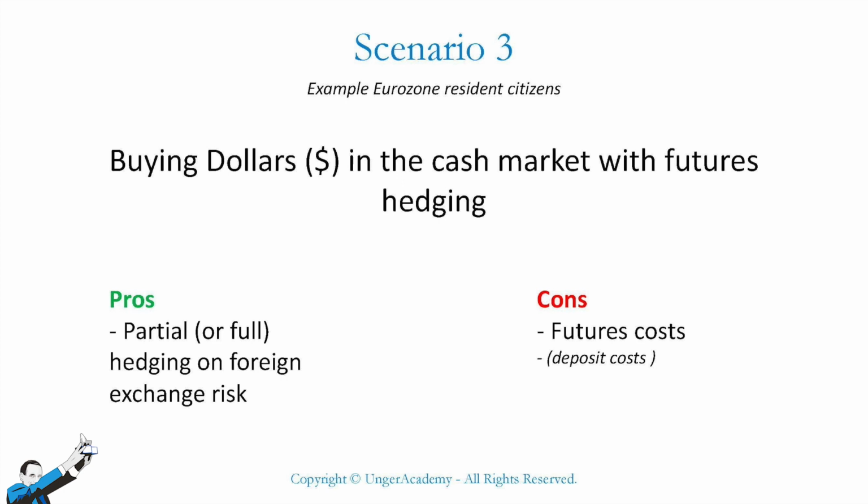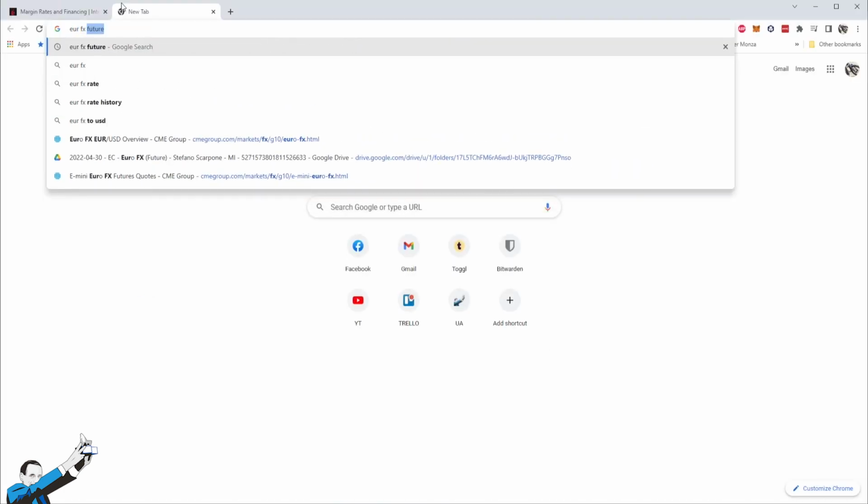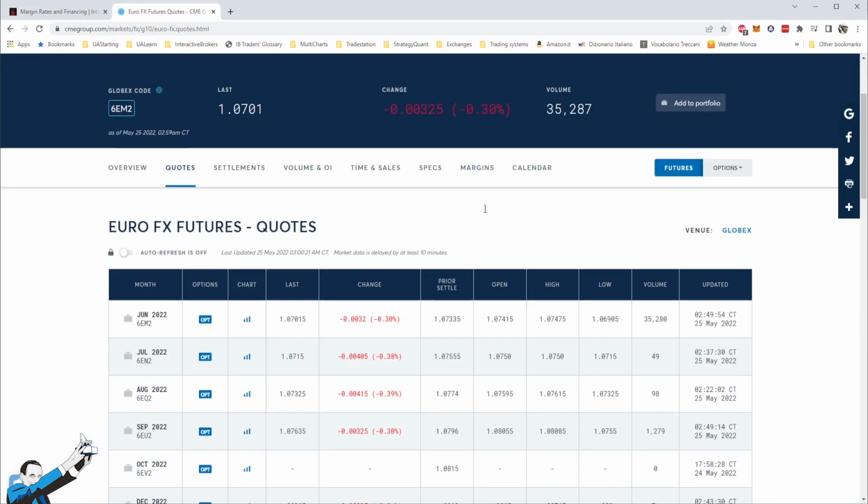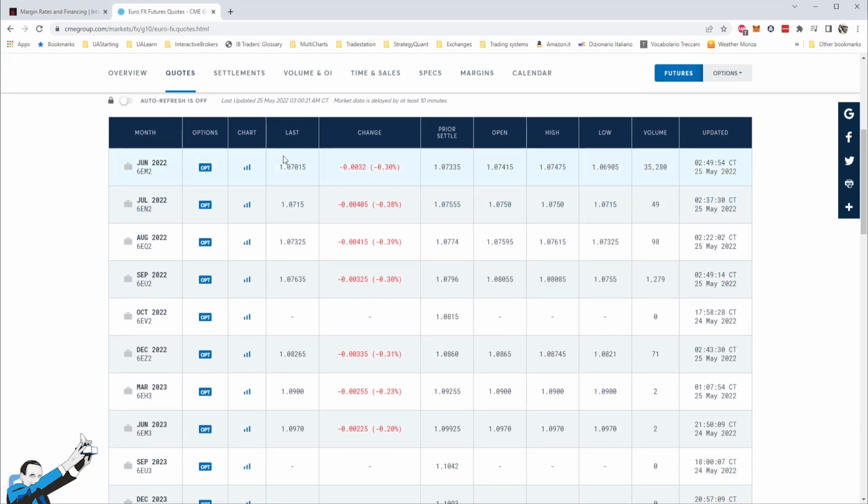The disadvantages, of course, are the costs of this coverage. Now, what are the costs of futures? I'm not talking, of course, about the commission costs of buying the product or doing the rollover, although it should still be taken into account because it could be troublesome. I'm talking about futures costs that are related to the price of the futures. To analyze this properly, let's look at the futures prices quoted right now. So let's go to EURFX CME. And let's look at the quotes. For example, between June this year, 2022, and June next year, let's go to the quotes field and look for the last price.